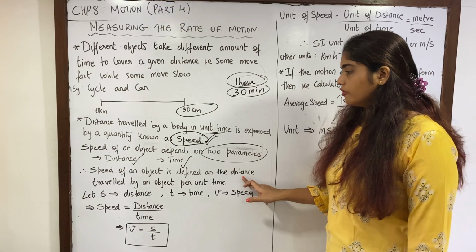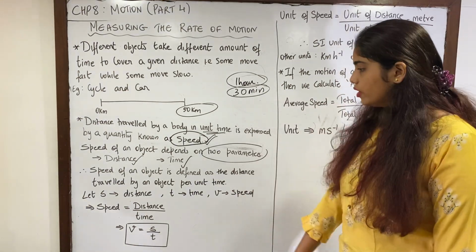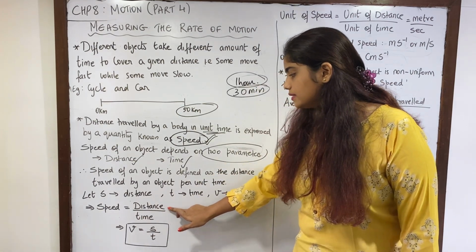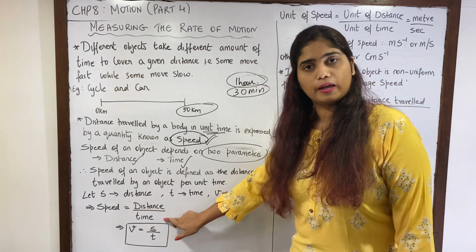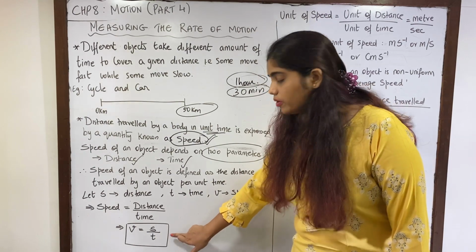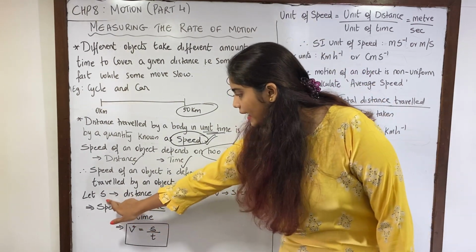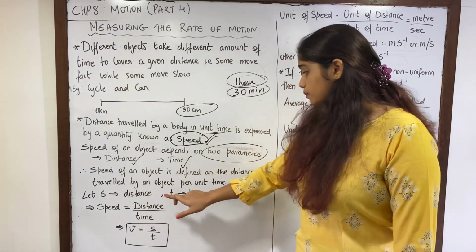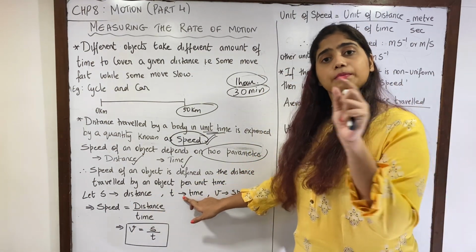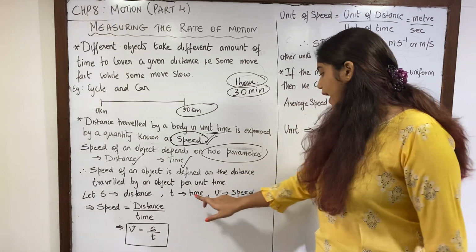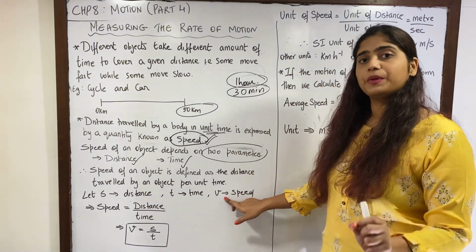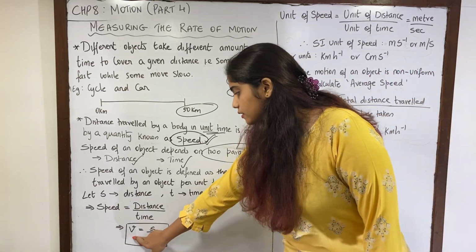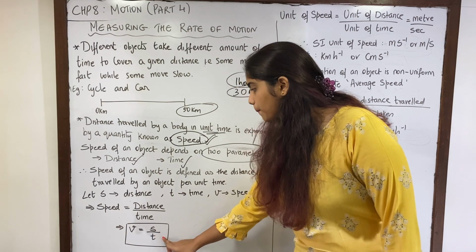Okay. So if we have to write it in a formula, then how are we going to write it? Speed is equal to distance upon time, that is distance covered per unit time. Now if you have to write it in the form of abbreviations, let us consider small s to be the distance covered by the object in motion, small t be the time that it took to cover that distance, and small v be the speed with which that particular distance is being covered. So we write it as v is equal to s upon t.